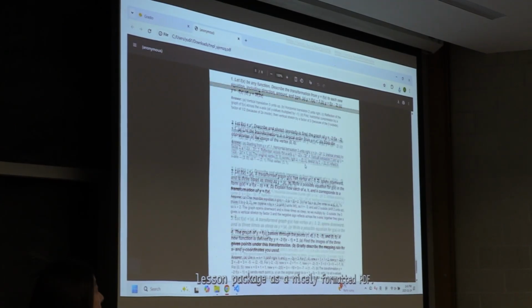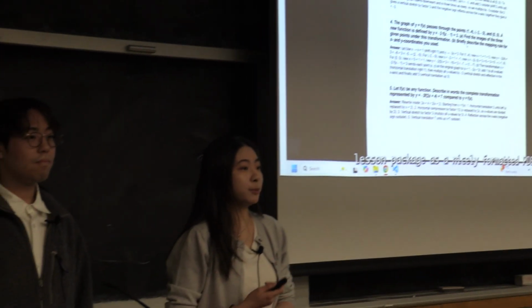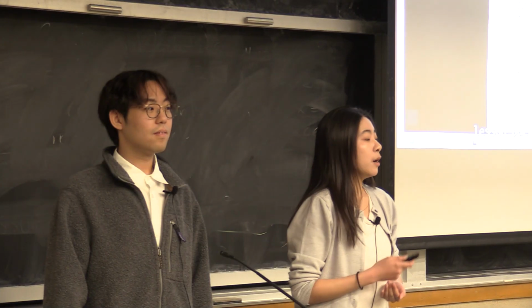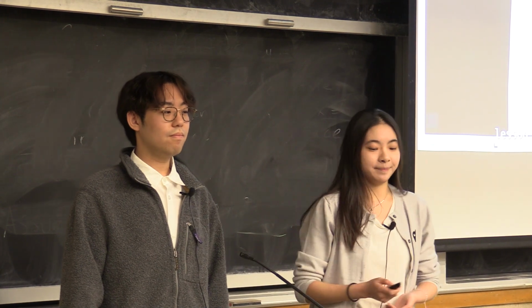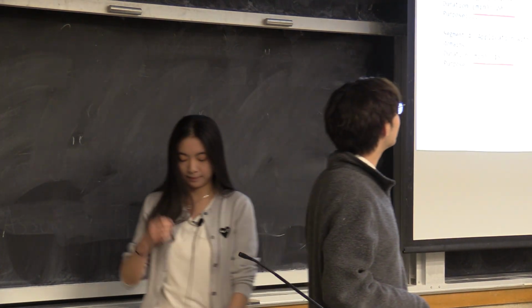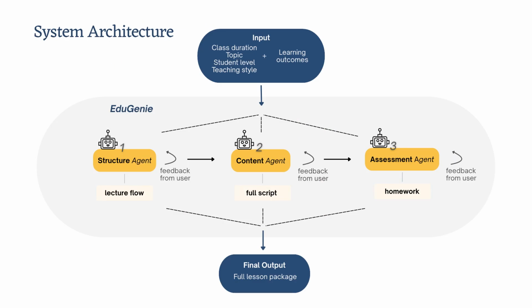So we generate our data set just like that by sampling all combinations of the input parameters and counted each produced package as a single data sample. We also designed a scoring rubric to evaluate our outputs, and the scores serve as labels for our data. We first tried the single prompt approach, but we found the lecture flow was broken into very broad segments. The script lacked detail, and the revisions were slow because the feedback only happened after the whole lesson was generated. So we designed a 3-agent pipeline that follows the natural lesson planning procedure.